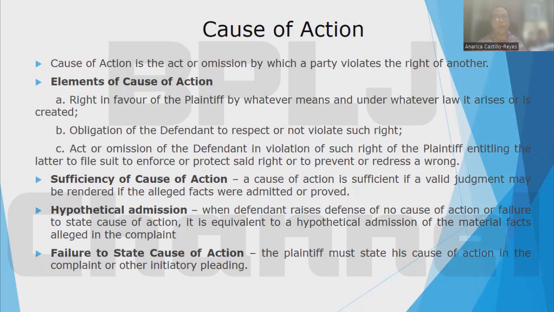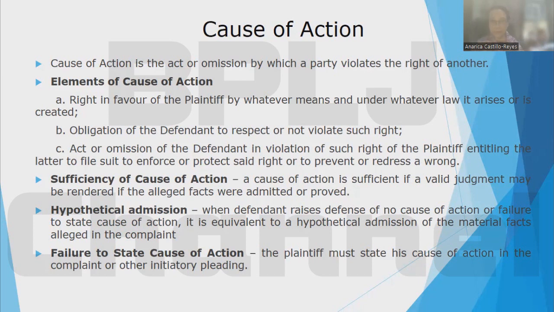Now, in every complaint, you have to state or allege the cause of action: the right of the plaintiff, and the violation on the part of the defendant consisting of the act or omission that violated the right, and it must be stated sufficiently in the complaint. A cause of action is sufficient if a valid judgment may be rendered if the alleged facts were admitted or proved.